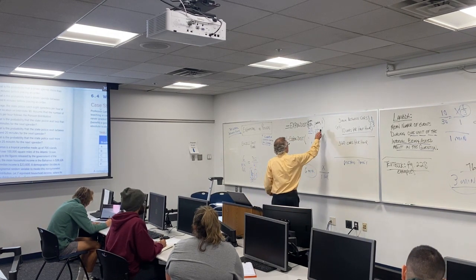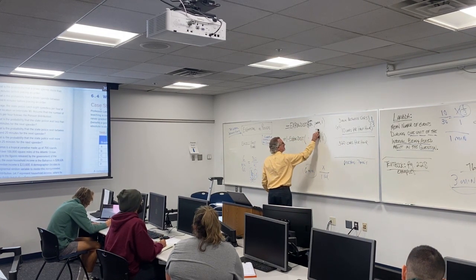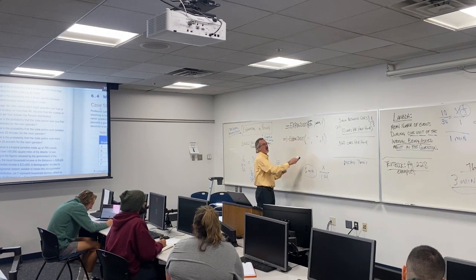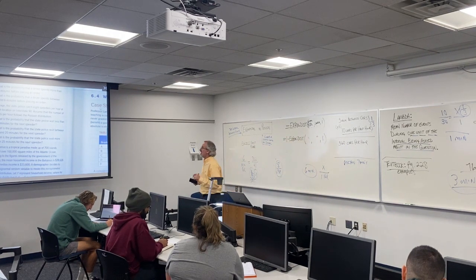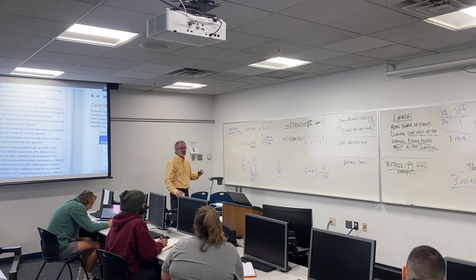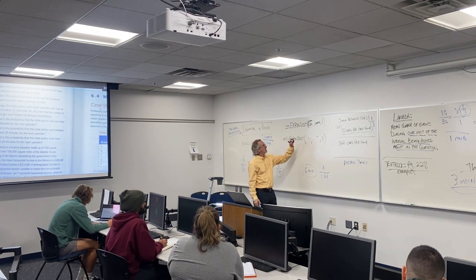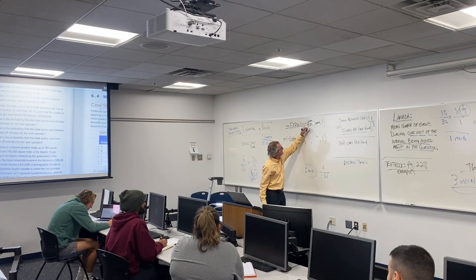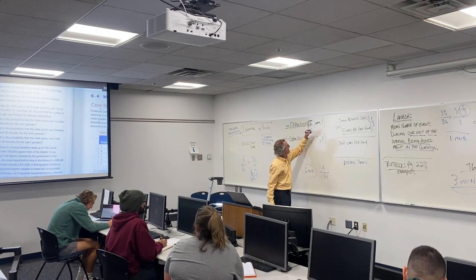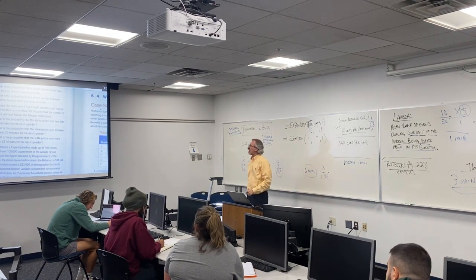Are we doing the top one or the bottom one here? Let me read the question again. What's the probability the state police will wait less than 10 minutes for the next speeder? Top one or bottom? Top. How many minutes did it say? 10 minutes. Let me look again.